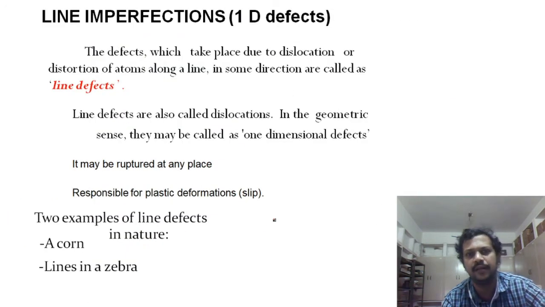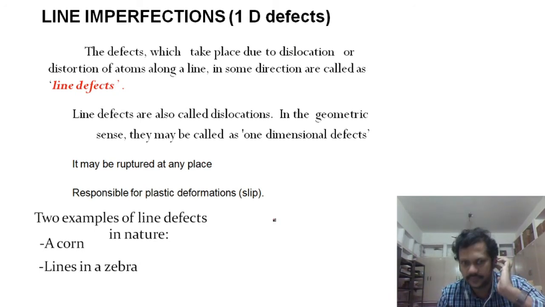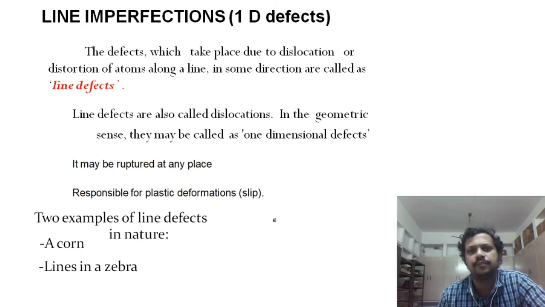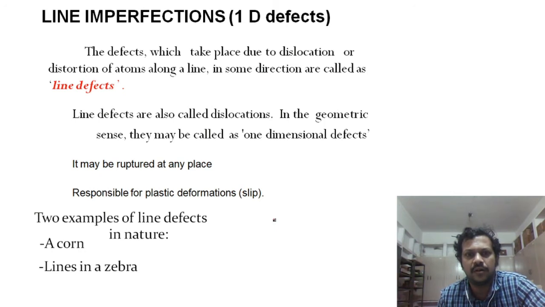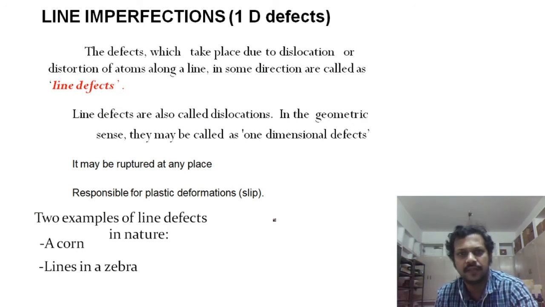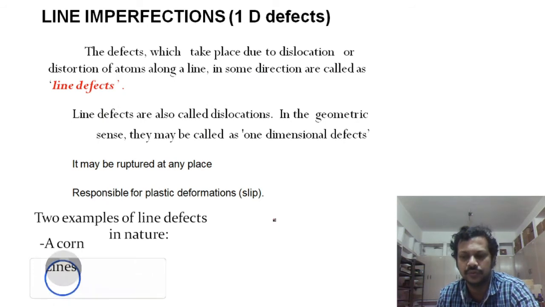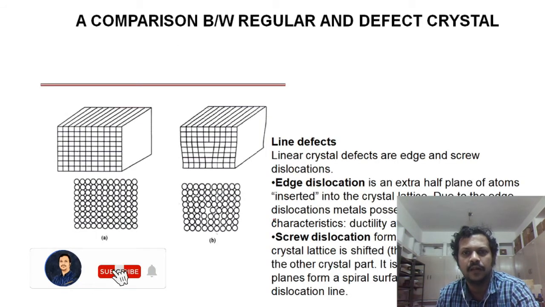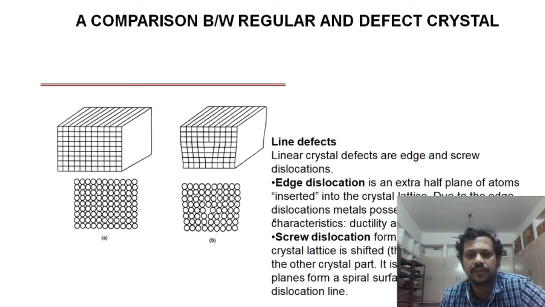line defects or line imperfection, otherwise called a one-dimensional defect. Here there is a defect along a line of atoms, and because of that, some slip or dislocation takes place. That is called line imperfection. Let us see what the imperfections are due to this line defect. As we have seen, it is of dislocation and also disclination. Here we are going to discuss only dislocations. The line defect is of two different types: one is edge dislocation, another is screw dislocation.